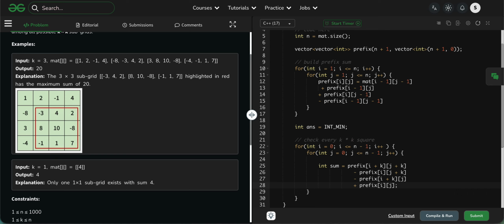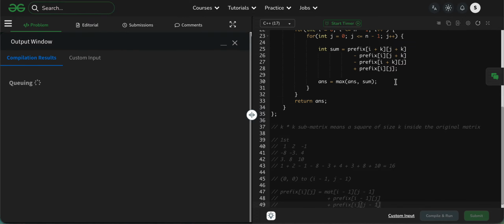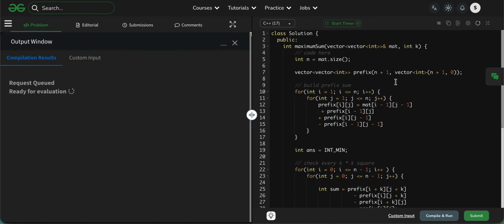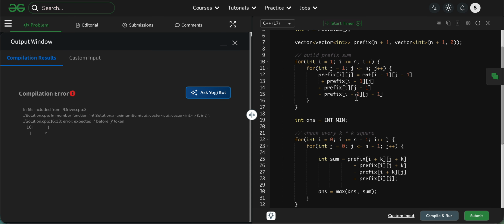And then answer is equal to max of answer and sum. Simple. And just return answer. Got it? Now just try to compile it and see if there is any problem. Yeah, the problem is at line number 16. Okay, this is the problem.